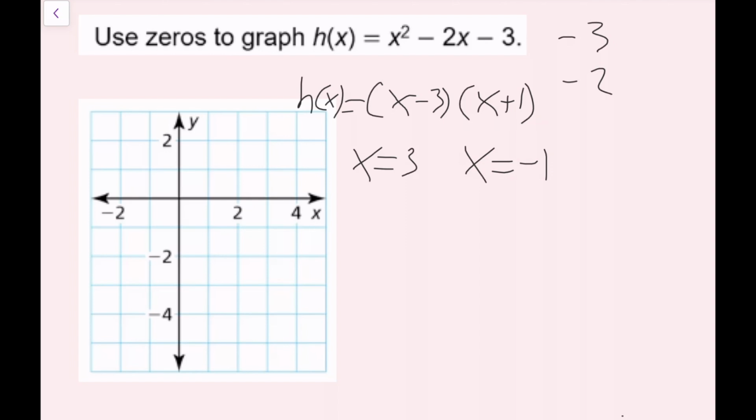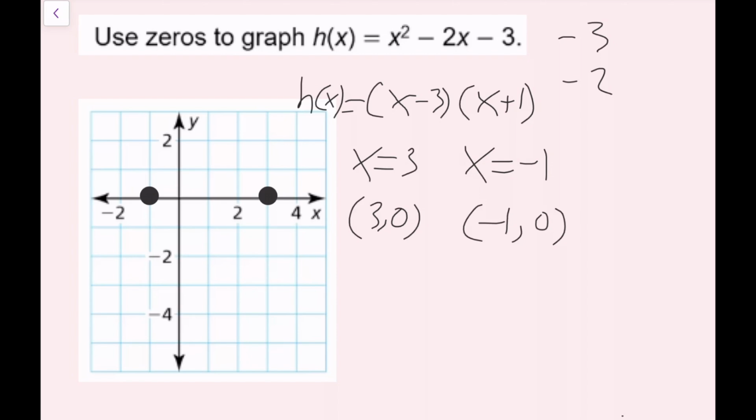Okay, so now I'm going to plot these points. These points are going to be 3, 0, and negative 1, 0. So I'll plot them. It's going to be right here and right here. So those are my 2 points, and I'm sorry for them being hilariously large. That just helps me sketch the graph. And now the last step is I need to find the vertex.